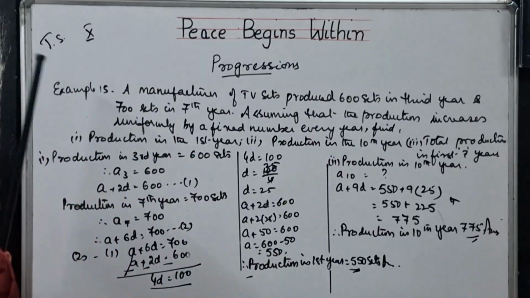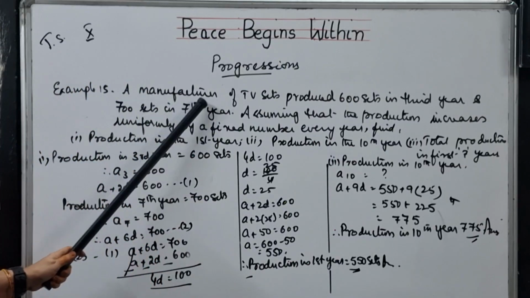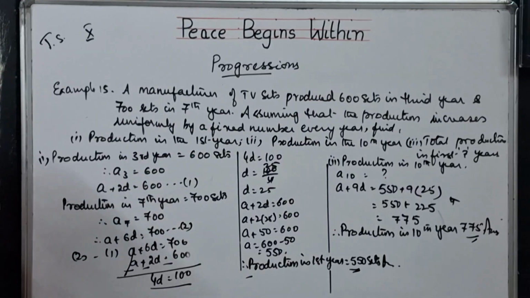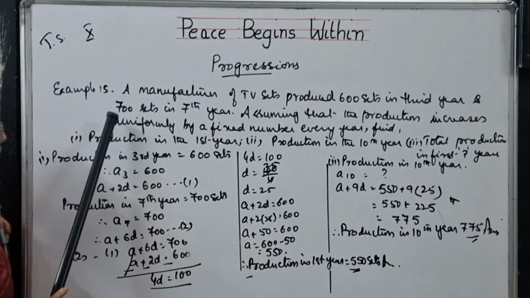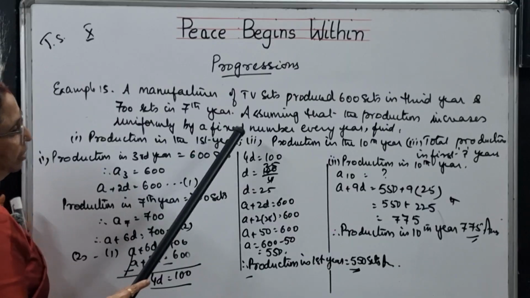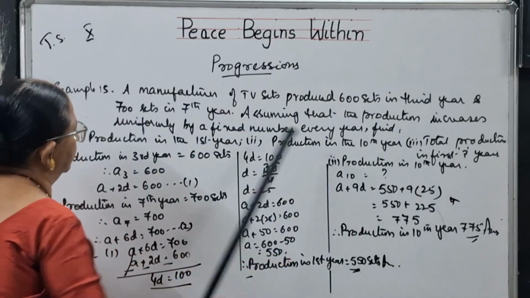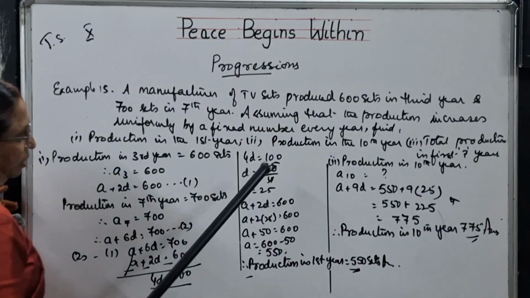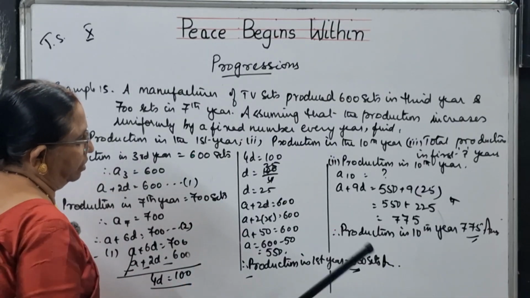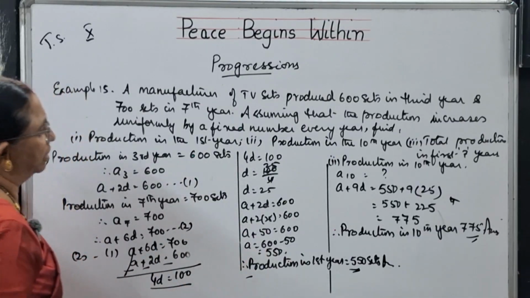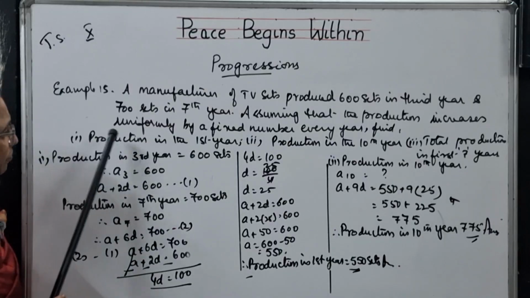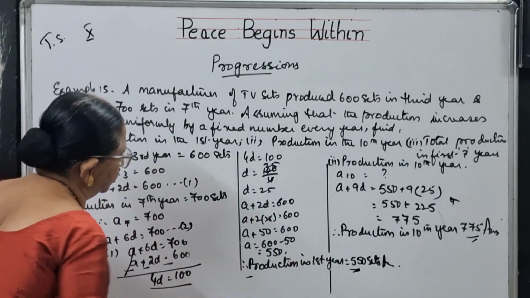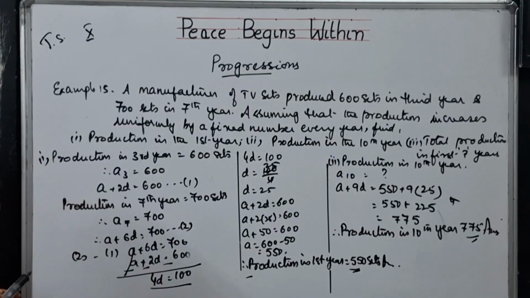Once again, let me explain. A manufacturer of TV sets produced 600 sets in third year and 700 sets in seventh year. Assuming that the production increases uniformly by a fixed number every year, find. They are asking, means what? They said that the common difference exists. Production in first year you have to find out, production in 10th year, and total production in first 7 years.